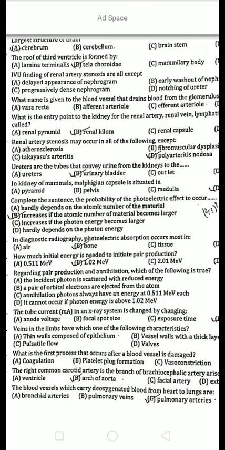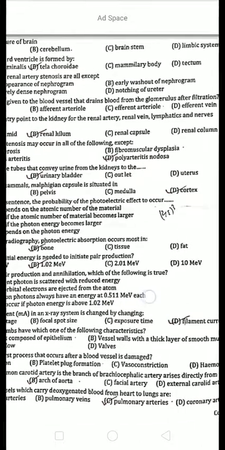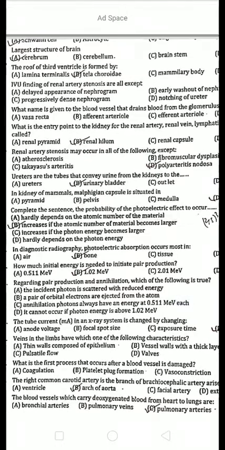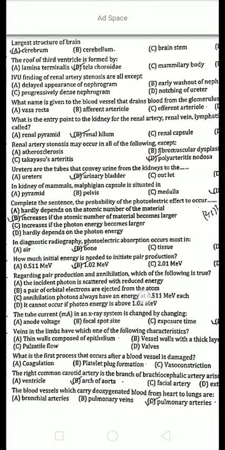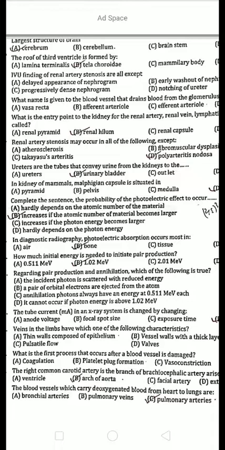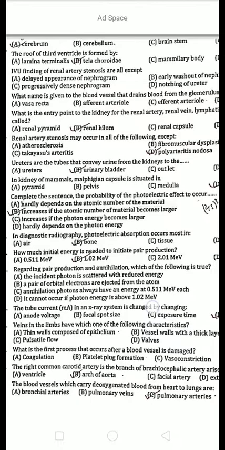Easy one. What is the entry point of the kidney for the renal artery, renal vein, lymphatics and nerves called? It is the renal hilum, in between the two kidneys, connected at one point. Renal artery stenosis may occur in all of the following except polyarteritis nodosa. Ureters are the tubes that convey urine from the kidneys to the urinary bladder. Correct answer is B.